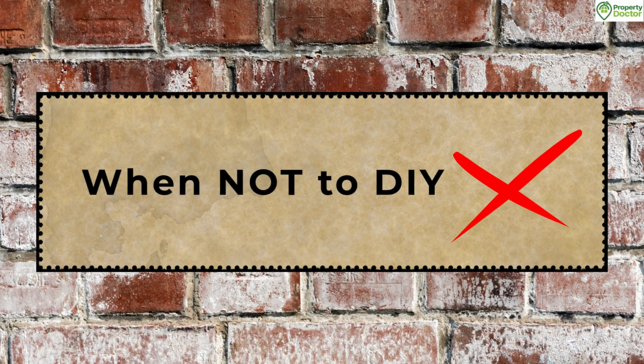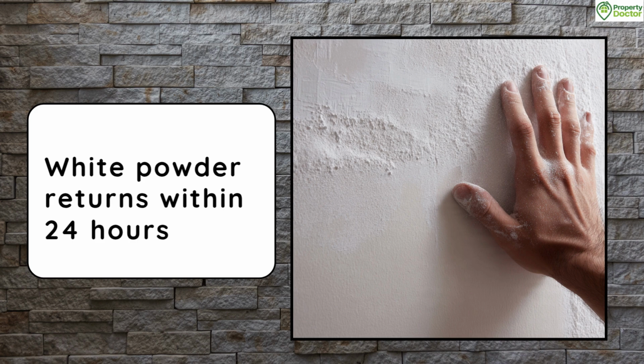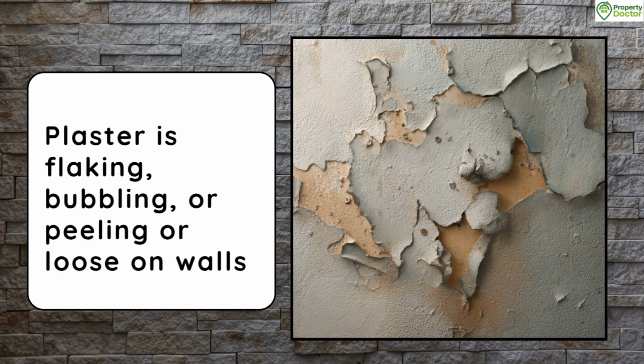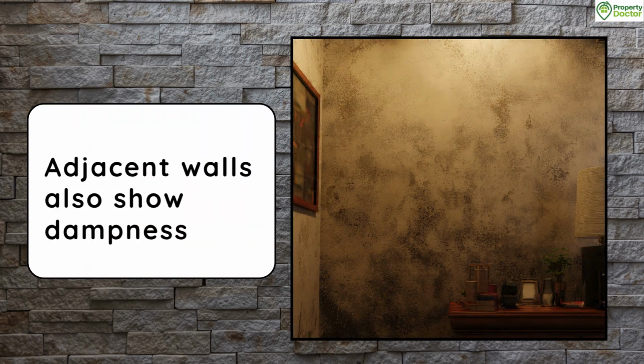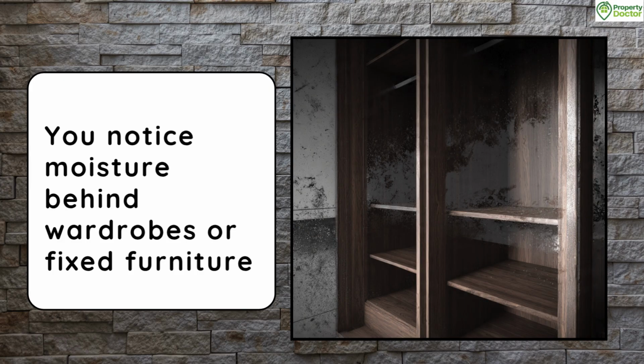When not to DIY. Call an expert like us if the wall feels damp even after 48 hours of ventilation. White powder returns within 24 hours. Plaster is flaking, bubbling, peeling or loose on walls. Adjacent walls also show dampness. You notice moisture behind wardrobes or fixed furniture.